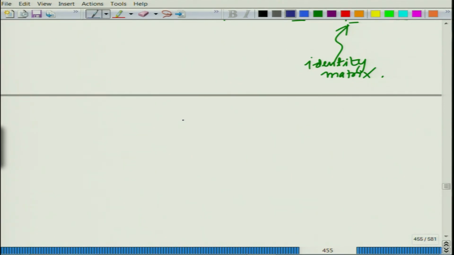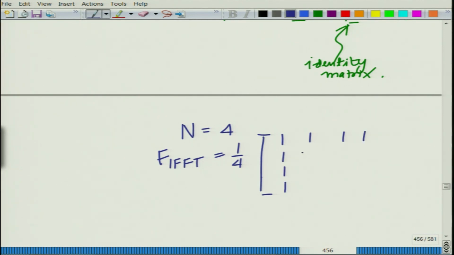Quickly look at n equal to 4. What happens to the IFFT matrix? N equal to 4. So, the IFFT becomes 1 over 4 times the matrix whose first row and first column are all 1s, and everywhere I have W, I replace it by W raised to minus 1. So, W minus 1, W minus 2, W minus 3.